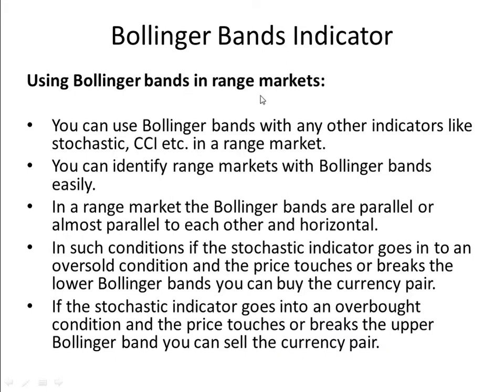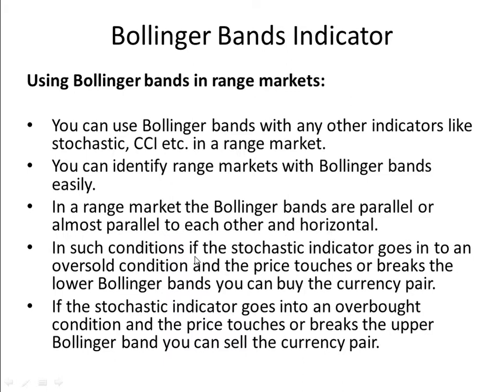So using Bollinger Bands in the range markets, you can use Bollinger Bands with any other indicators like stochastics, CCI, etc. in a range market. You can identify range markets with Bollinger Bands easily. In a range market, the Bollinger Bands are parallel or almost parallel to each other and horizontal.